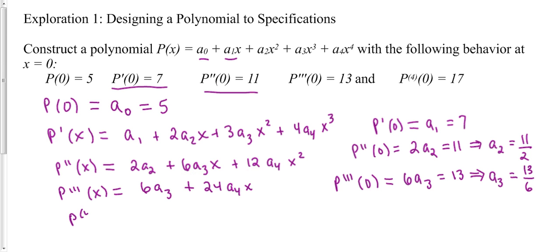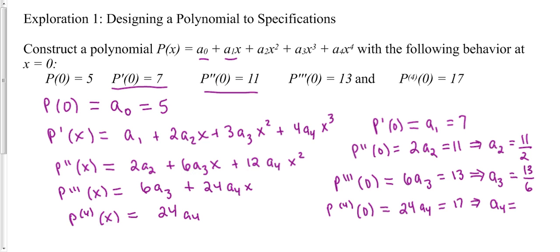So we're going to take our fourth derivative here. And when we do that, we get quite simply 24 times a4. So when we apply our criteria for x equals 0, we're going to have 24a4 equal to 17, or a4 is going to be equal to 17 over 24. So now we can take all of these criteria and substitute them into our polynomial and see what we've got.